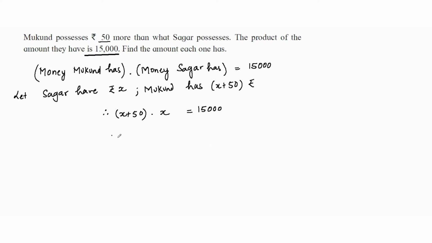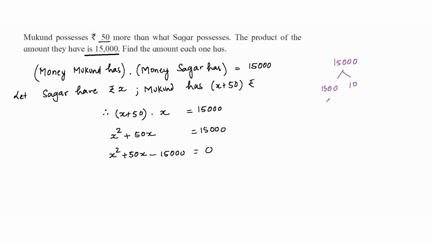So if I open up the brackets, I get X square plus 50X equals 15,000, which means X square plus 50X minus 15,000 is equal to 0. And now we need to solve this particular quadratic equation. Let me try to find the numbers. So 15,000 can be split as 1500 multiplied by 10, but that is not going to make up the sum of 50.